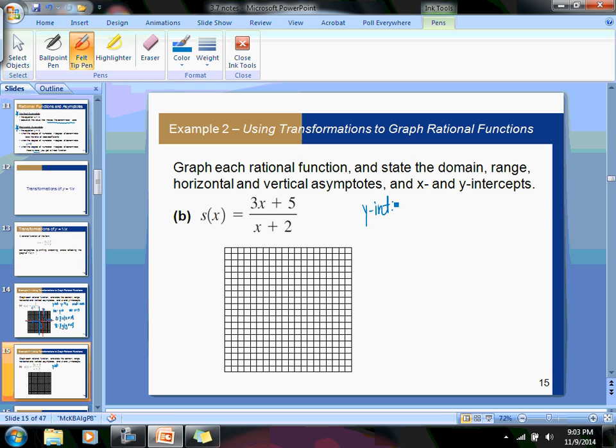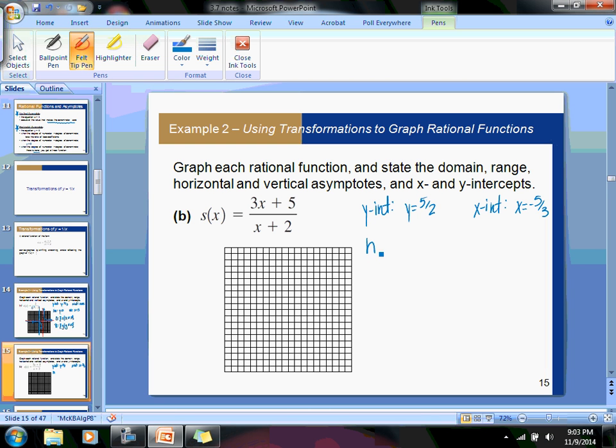For my y-intercept, I would plug 0 in for x. So that would get me 5 over 2. And then for my x-intercept, remember it's the value that makes the numerator equal to 0. So if I take the 3x plus 5 and set it equal to 0, I have to subtract the 5 over and then divide by 3 to solve for x. So I would get negative 5/3. And that's kind of irritating. That's a fraction, but that's okay. We can handle that.